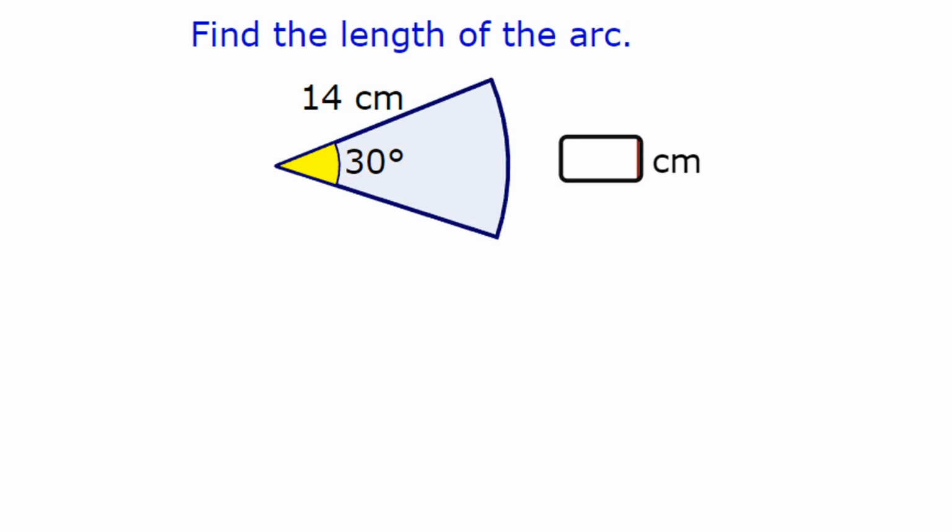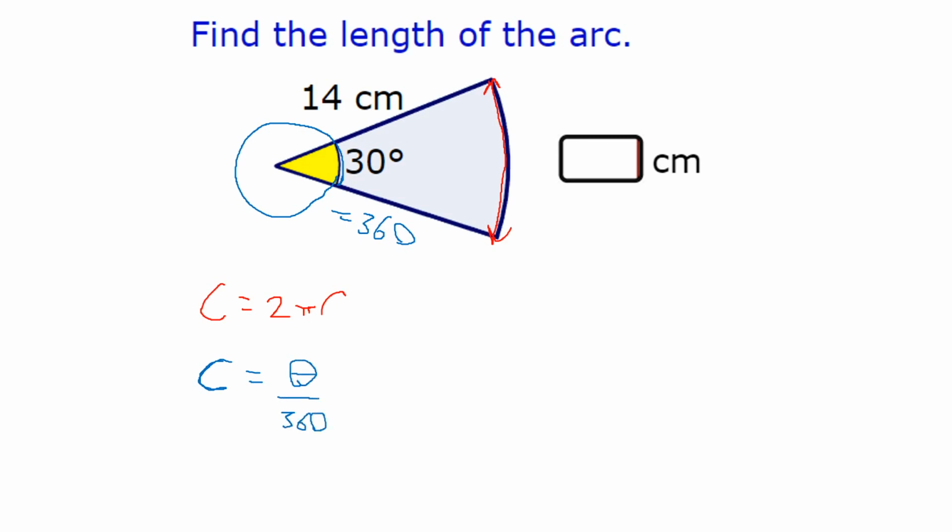Well, we know that the circumference of a circle, no matter what, C is equal to 2 pi r, isn't it? However, in this example, it's only 30 degrees, and the entire circle is equal to 360 degrees. So the arc length is just going to be theta over 360 times 2 pi r. And that's all you need to remember. So you can write this down, and we're going to be using this throughout the entire video.